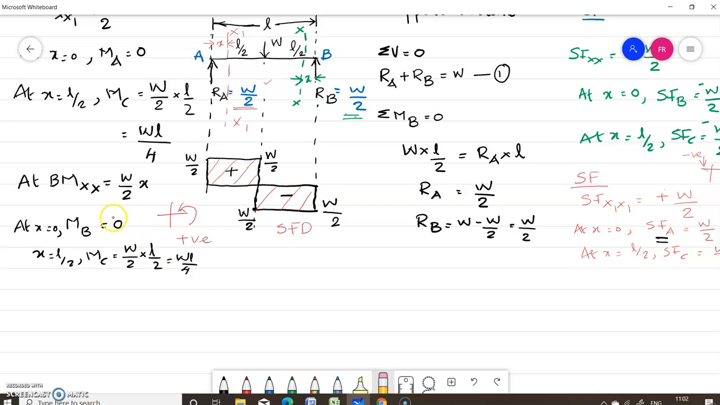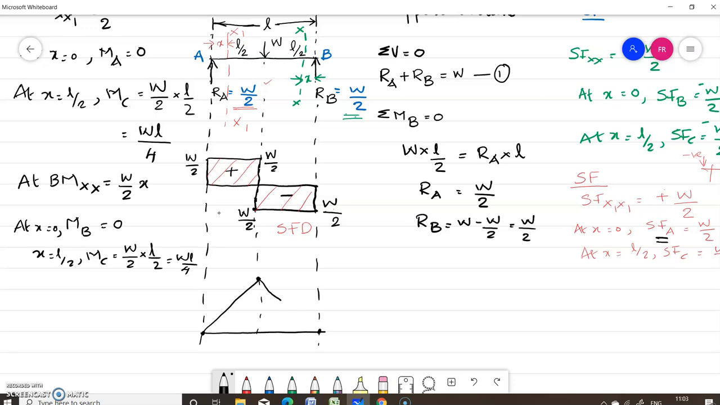So in order to draw the bending moment diagram, first you have to project this line downwards. We have to project this line downwards in order to draw the bending moment. The end of the beam, the center of the beam has to be projected downwards. So what is the bending moment at this point? Bending moment at A is 0, bending moment at B is 0. Bending moment at C is WL by 4, maximum value.